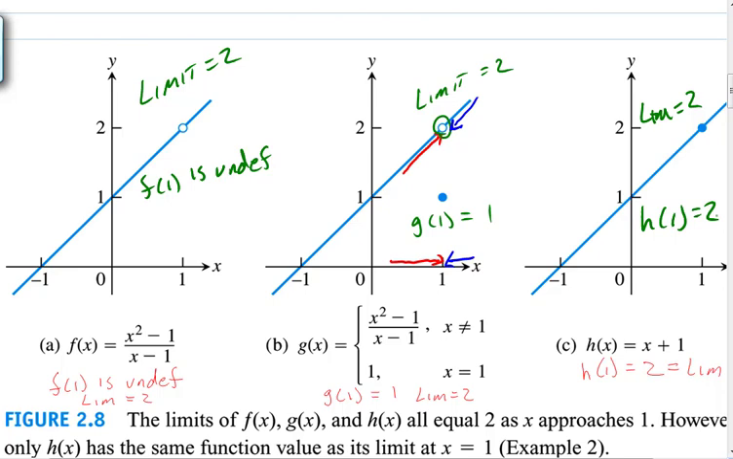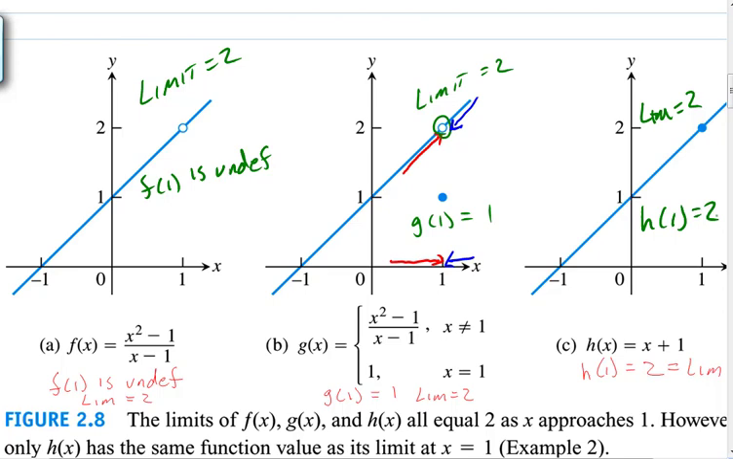My point is, it doesn't matter what's happening to the function at a point in order for the limit to exist. As long as the y values are approaching the same value as you approach x from the left and the right, the limit is going to exist. Does that help clear things up?